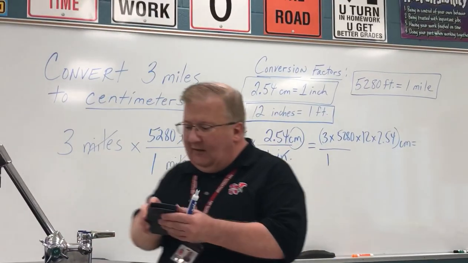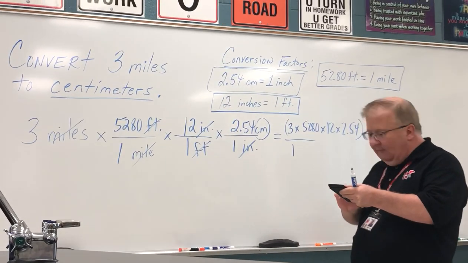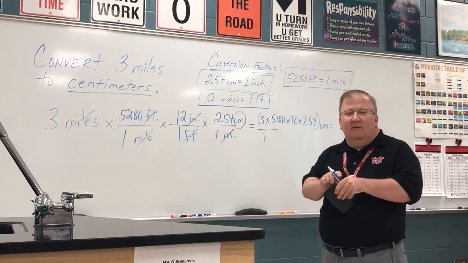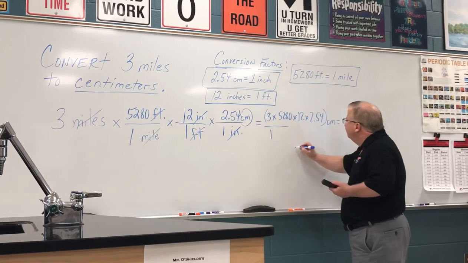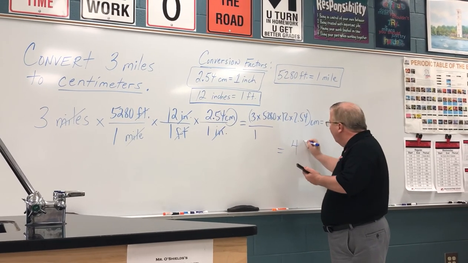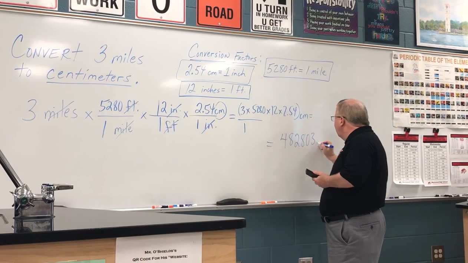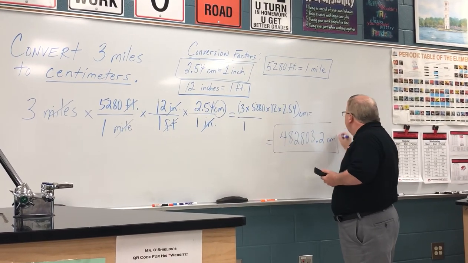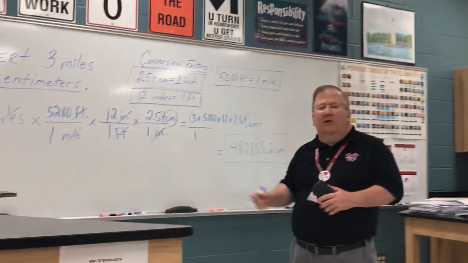So if you do the multiplication, 3 times 5,280 times 12 times 2.54 equals, I'm going to get a large number. That's what I anticipated. My final answer is 482,803.2 centimeters. And that's how you do dimensional analysis using multiple steps.